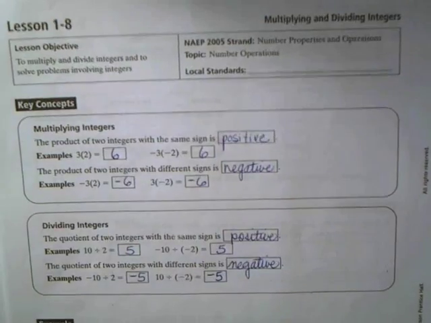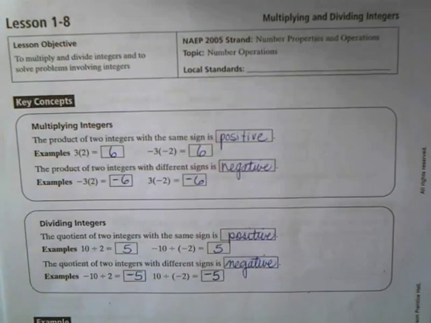So basically our rules for multiplying and dividing are pretty straightforward. When you're dealing with two integers with the same sign, the product or quotient is going to be positive. When you deal with two integers with different signs, the product or quotient is going to be negative.